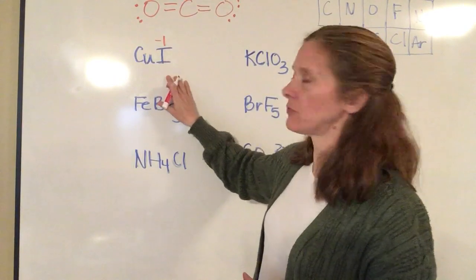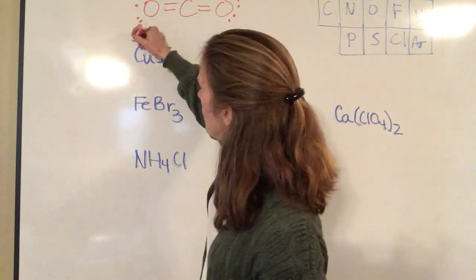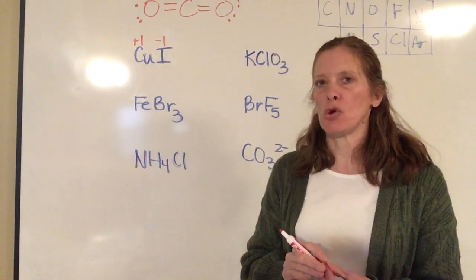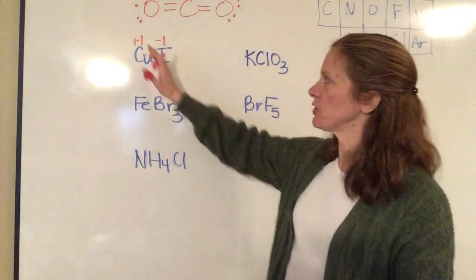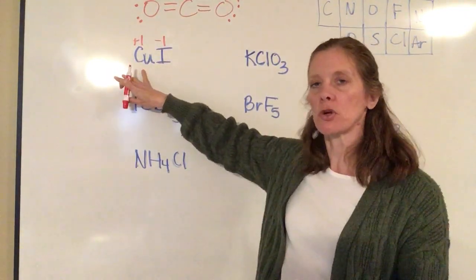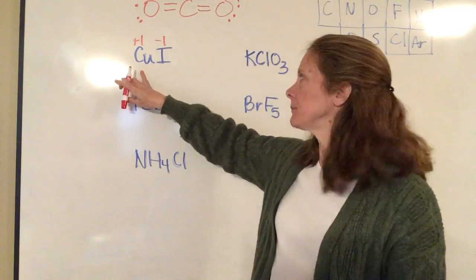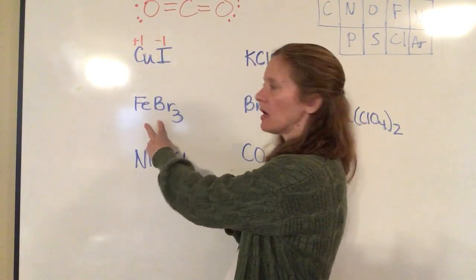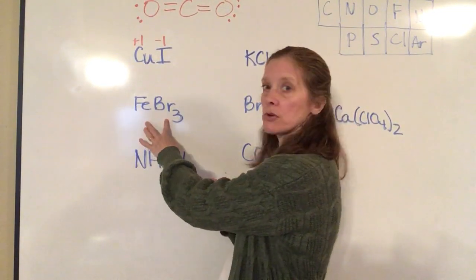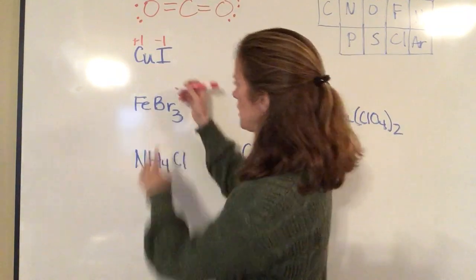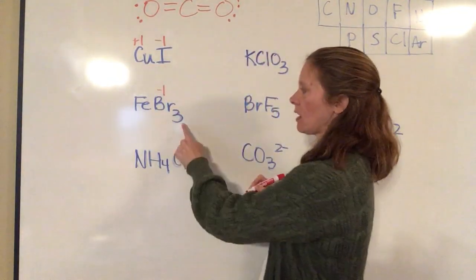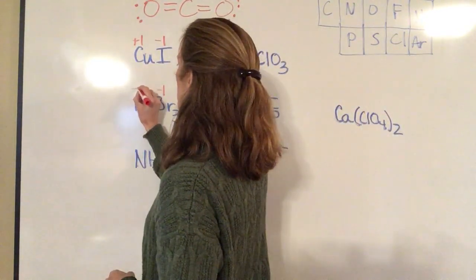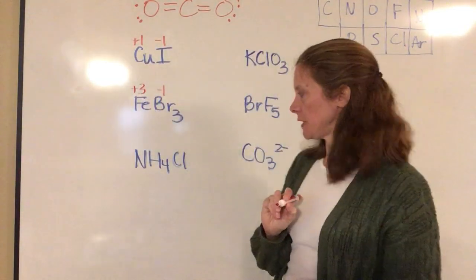So if this is -1 and the whole thing has to add up to 0, the copper is going to be a positive 1. Now that doesn't really look too much unlike what we were doing when we were learning how to name compounds, because you figured out that this would be a positive 1 charge, and so therefore you would name this one as copper(I) iodide. So again, this should look similar to you already. If I look down here at FeBr3, again, you've got a transition metal with a group 7A element. The bromine is going to be a -1. I have 3 of them, so 3 times -1 is -3. So my iron is going to be +3.